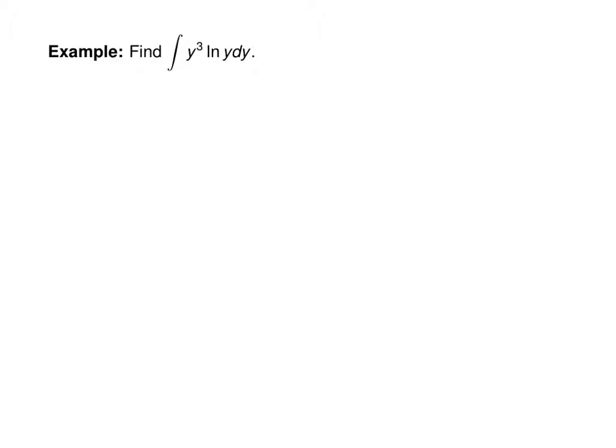Now in this case, consider why this will not work. If I let u equal y cubed, and I let dv equal ln y, you don't actually know how to antidifferentiate ln y. So that's not going to work. Let's try something different. It seems as if our only option in this case is to let u equal ln y and let dv equal y cubed dy.